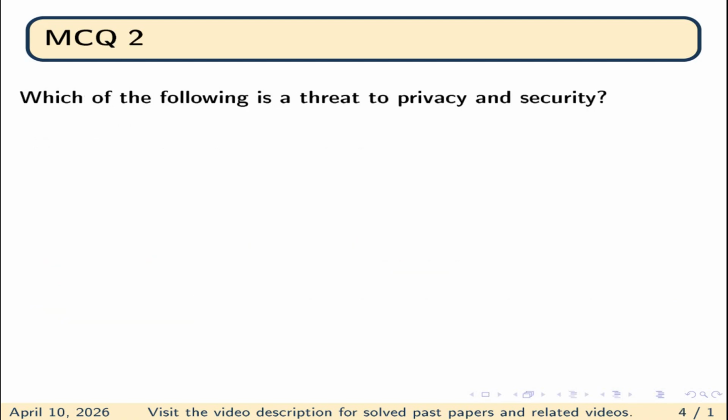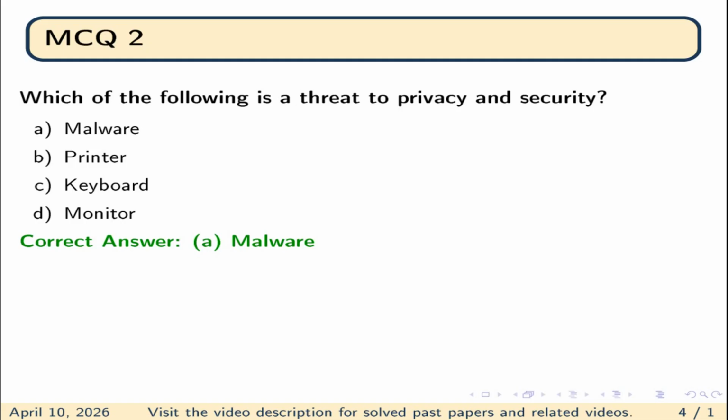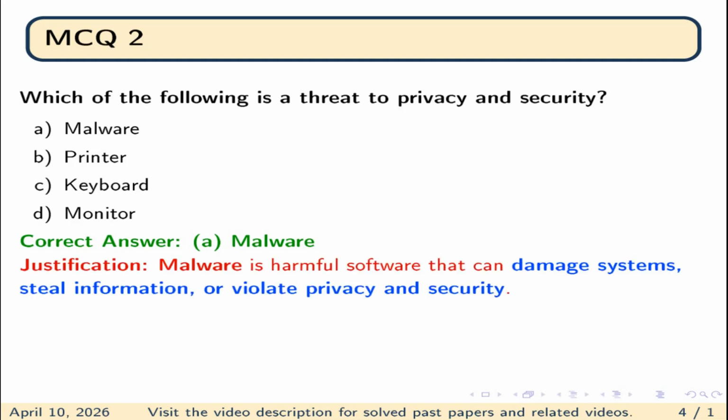Question number 2, which of the following is a threat to privacy and security? Options available are malware, printer, keyboard, monitor. The correct option is malware, because malware is harmful software that can damage the system, steal information, or violate privacy and security.